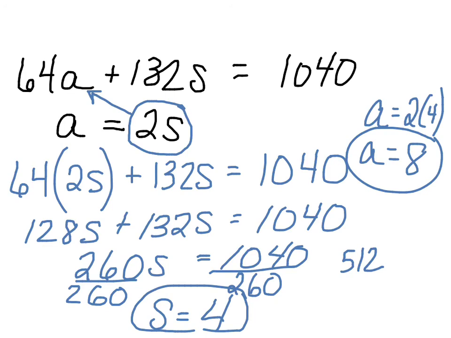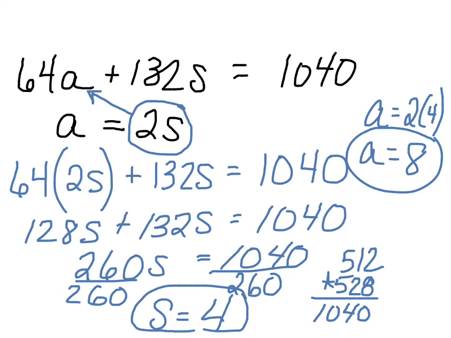I sold 132 student tickets at $4 a piece. What's 132 times 4? 528. Sorry, I thought you said 7. And if I add those together, how much is that? What's 512 plus 528? 1,040. And did that number match what we had started with?